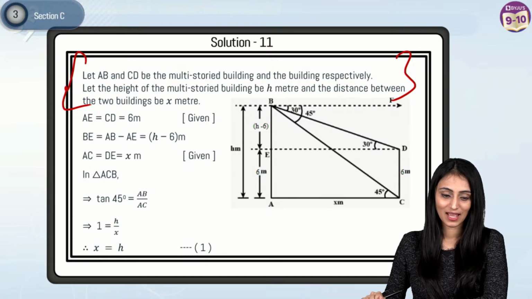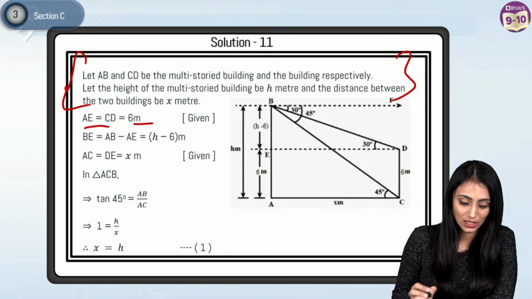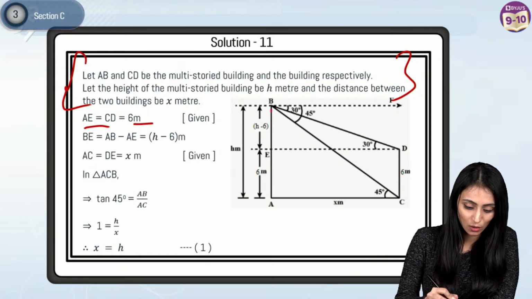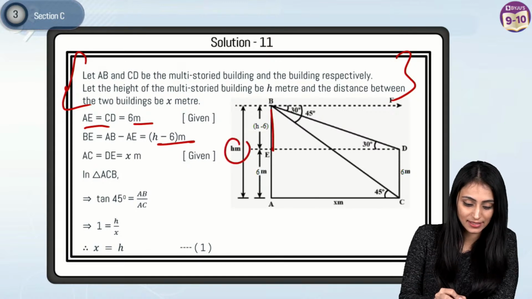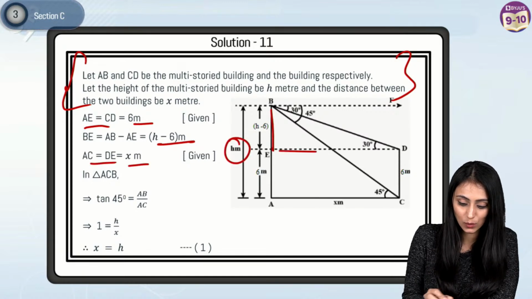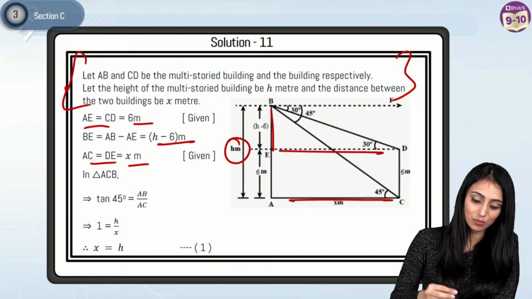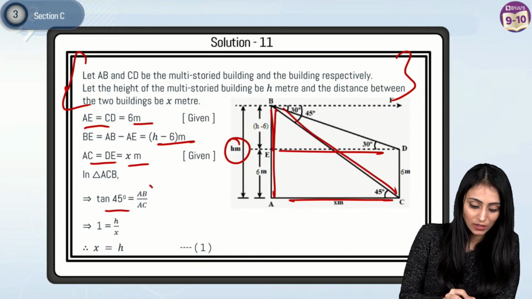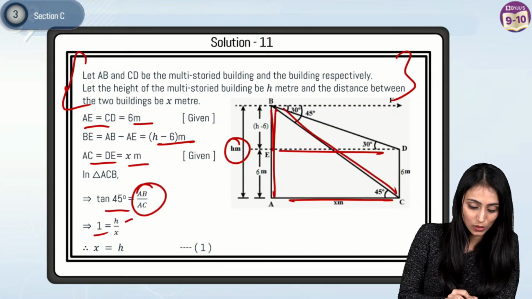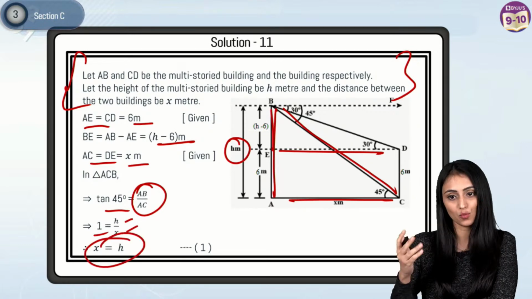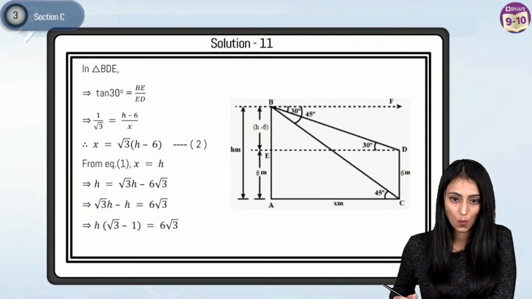Alright, so AE and CD both are equal to 6 meters, and BE, the remaining part over here, is H minus 6 meters. The entire height is H meters. So AC and DE both are equal to X meters. In this triangle ACB, tan 45 would be AB by AC. So 1 equals H by X, so X and H are equal. This is our equation number 1.